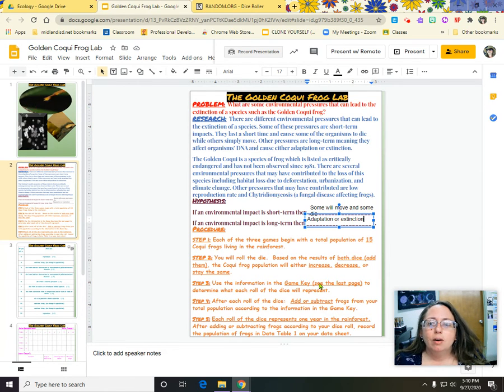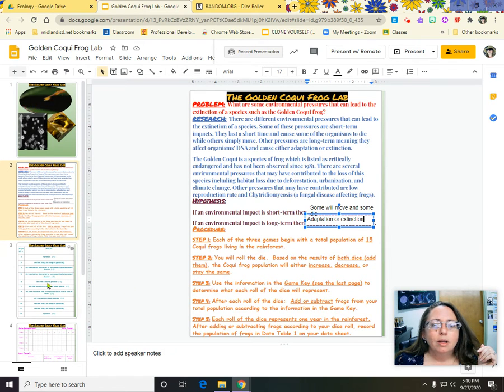Okay, so I'm not going to read the procedure line by line. I'm just going to tell you how to do it. So first of all, we're going to be playing a game. We're going to play the game with a population of Golden Coqui frogs. And we're going to start with 15 frogs at the beginning of every game. So we'll play the same game 3 times. And at the beginning, we're starting with 15 frogs in our rainforest.